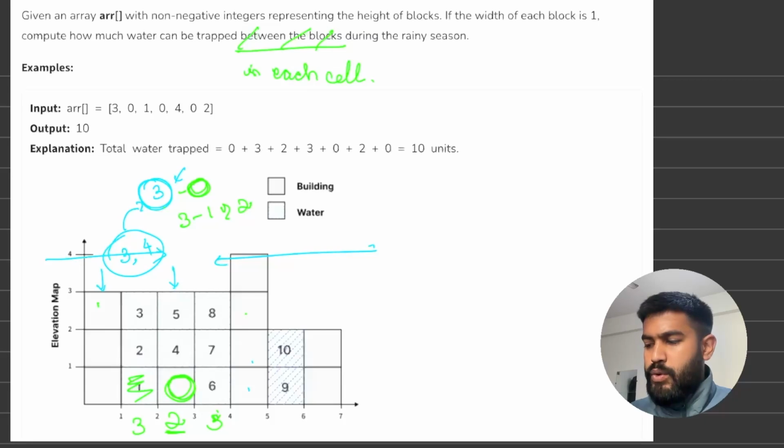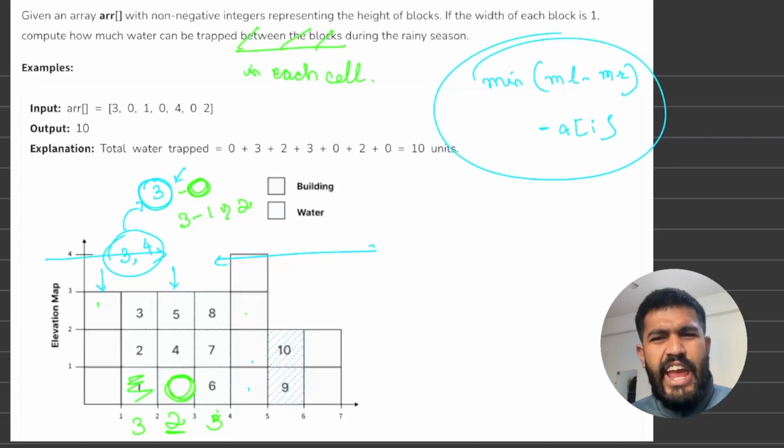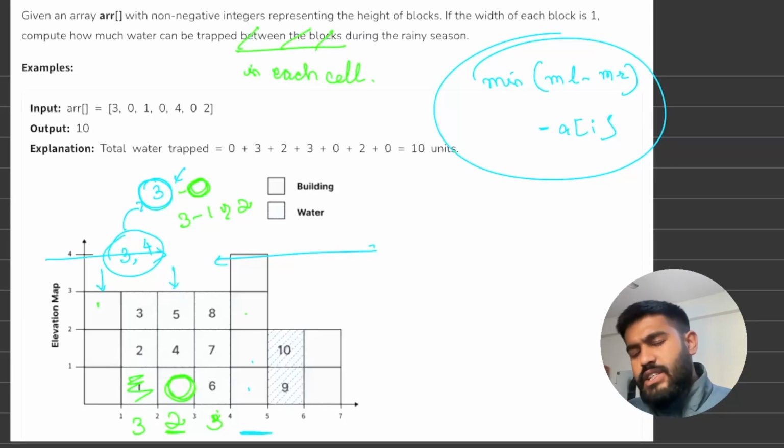And then I would do a what? Minimum of max left minus max right minus the current element. Now, Siddharth, can we generalize this more? Because it was the scenario that didn't compute for this. So can I generalize this more? So see, how can we generalize it?